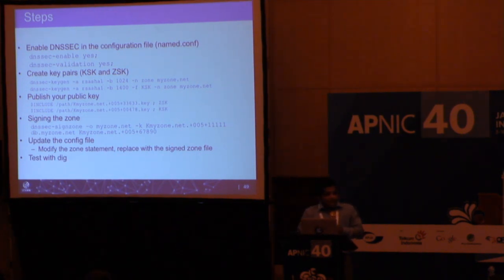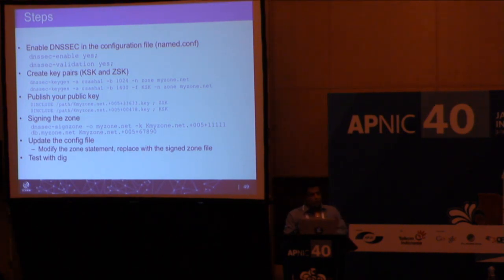After this, you will have to publish your keys. Where do you publish the keys? You publish these keys in your zone. If you're dealing with your own zone, you publish them in your own zone. And then you sign the zone. Again, for that we have utilities. I'm just taking some examples from BIND. We have a utility called dnssec-signzone there, so we will use that.